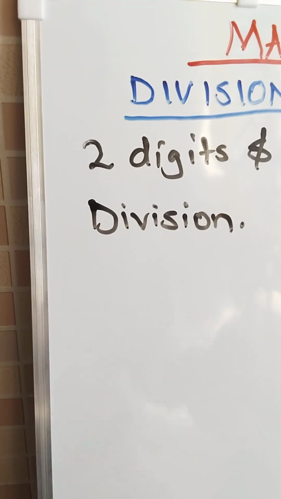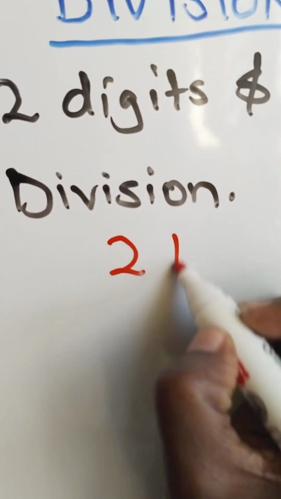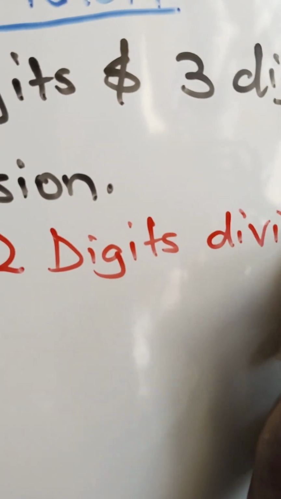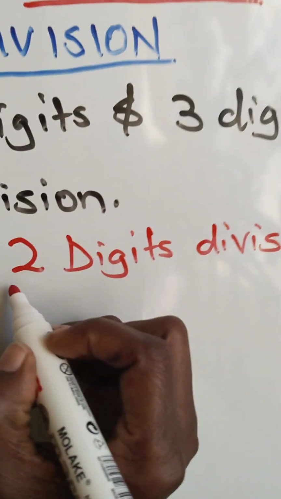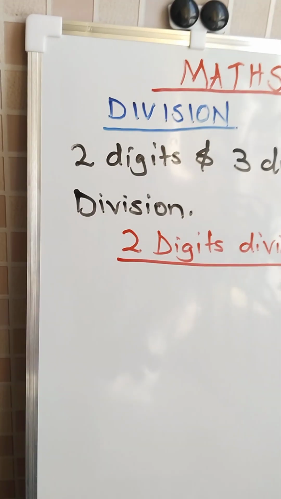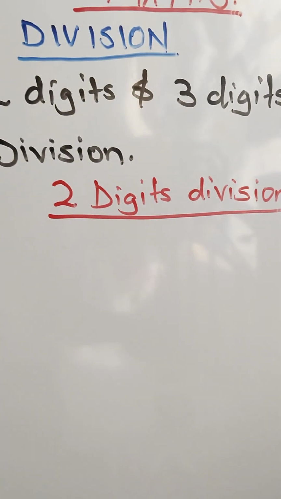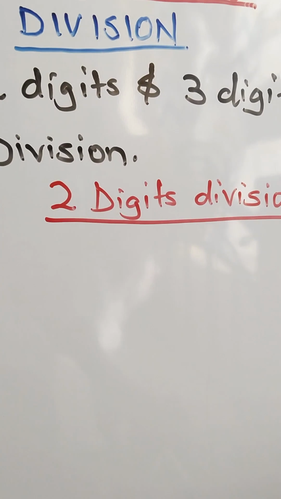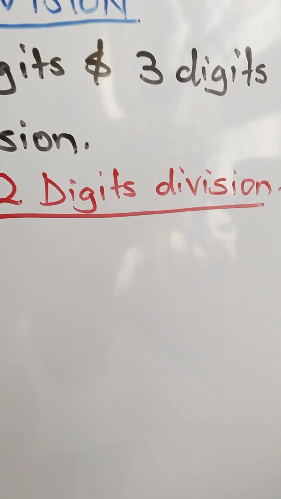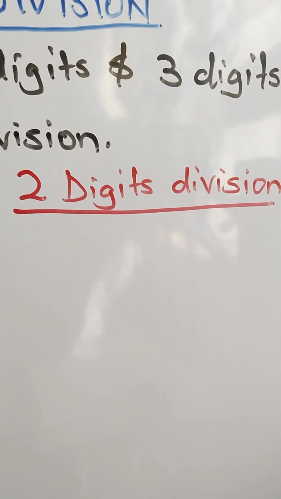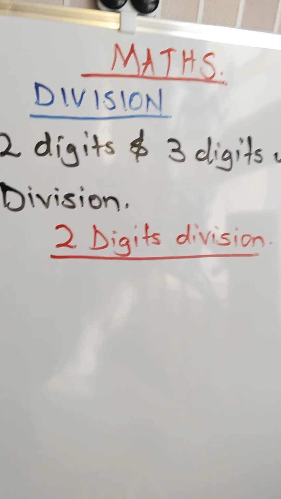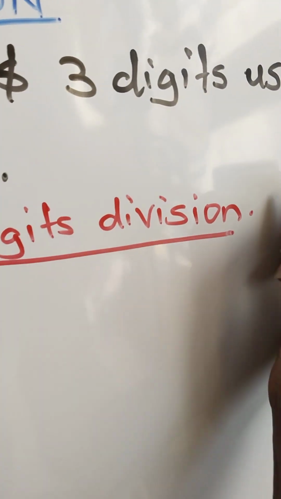So, 2 digits division. When you see a 2 digits number and you need it to be divided, what comes to your mind? One thing has to come to your mind when you see a 2 digits number, and what is that? Kids, we know how to count 1, 2, 3, 4, 5. So it is easy. What do you do? You divide.